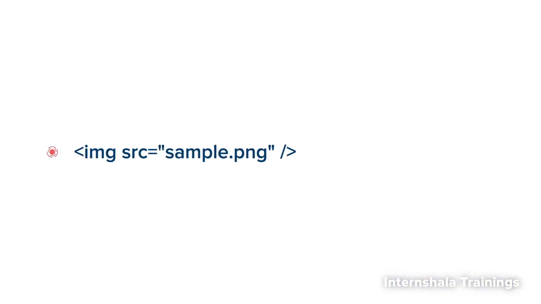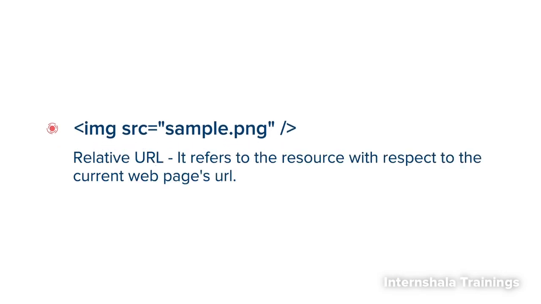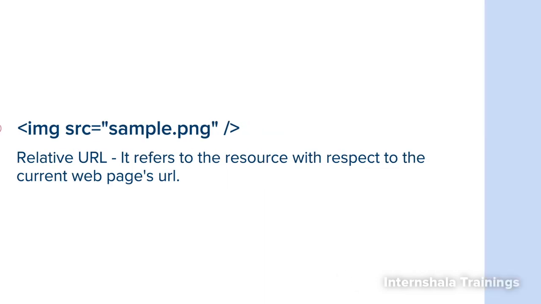Now what if I tell you there is another way where we don't need to use a domain name or even the / in the URL like this? This is called a relative URL. It refers to the resource with respect to the current web page's URL. This means it generates the resource's URL from the current web page's URL. Sounds difficult, right? Let me simplify this.